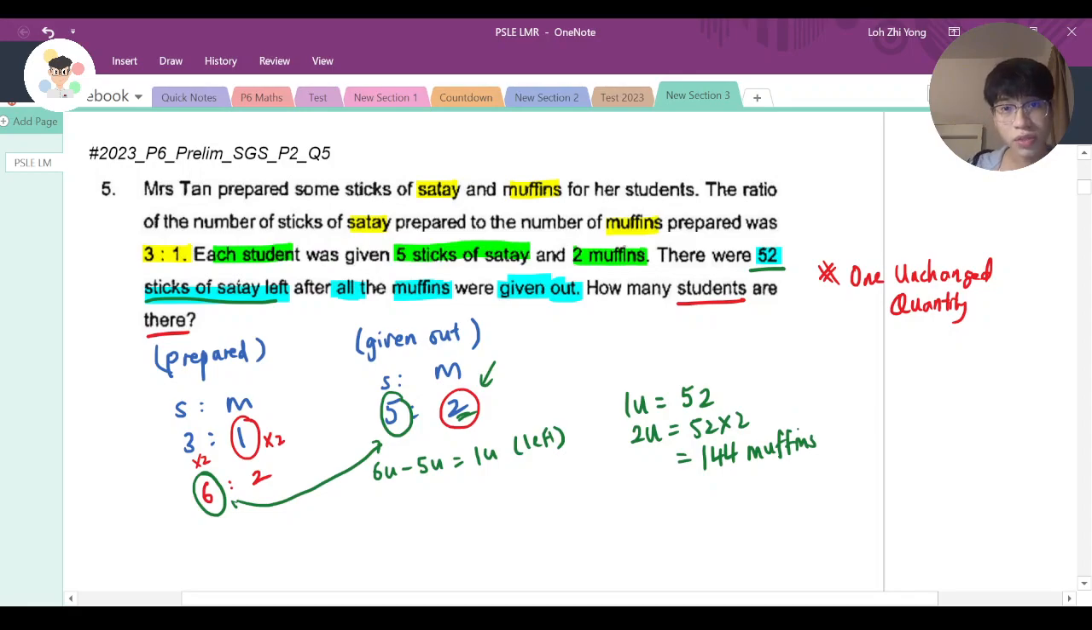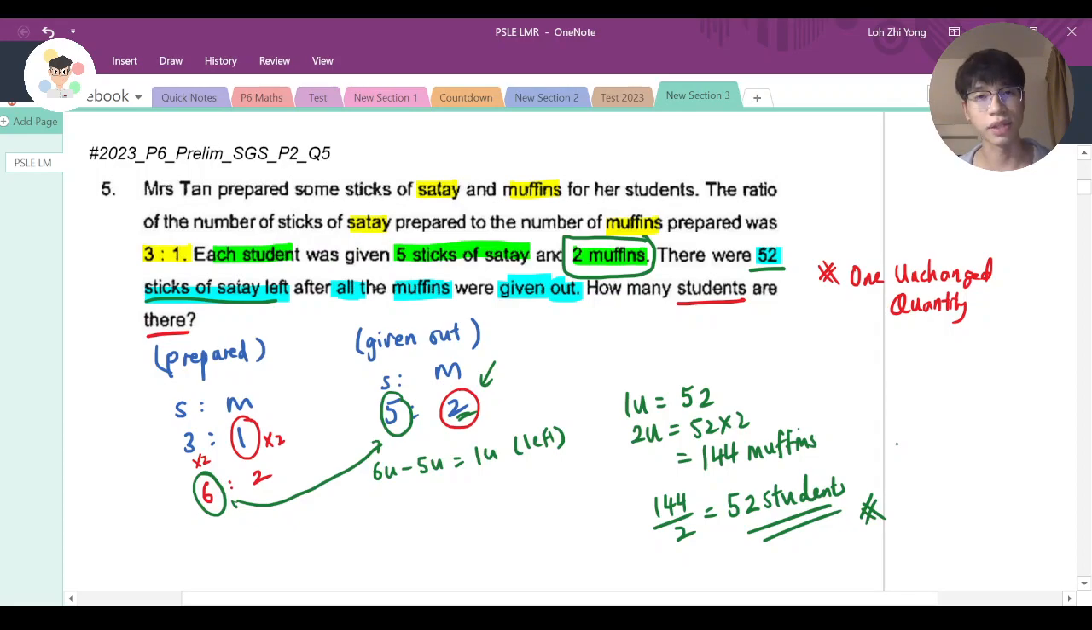And I know each student receives how many? 2 muffins. Total 144. Each student receives 2. Which means that if I use 144 divided by 2, then I can find the number of students. And I know the answer is 52 students. And that's all, you are done for this question. Okay, this question is what I mentioned as one unchanged quantity. Okay, so yeah, we are done for this question. And of course, there are many ways to do this question, but this is the way that first came to my mind.